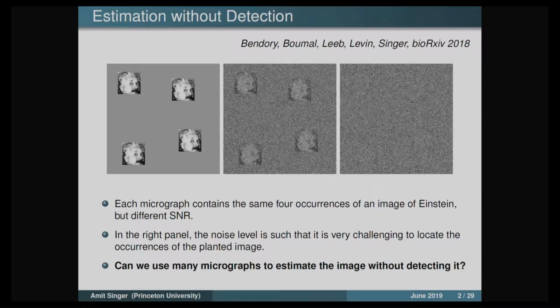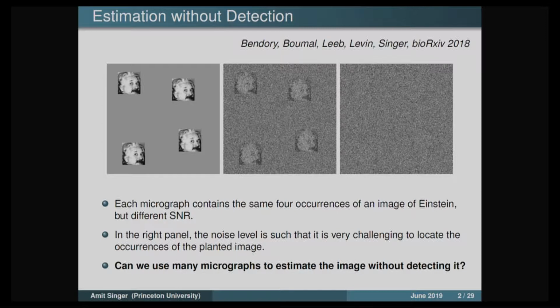But on the right, the noise level is so high that none of you here can actually crop the images and select them at this very high level of noise. And if I ask you, can you estimate the image? Maybe you look at me as if I'm crazy. How can we do it if I cannot even find the particles in this high level of noise?